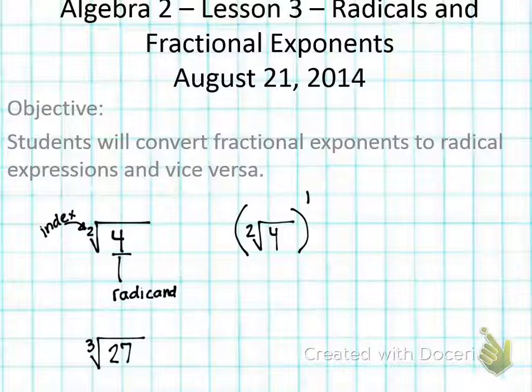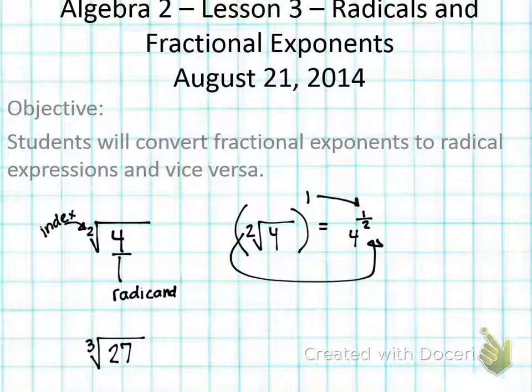So I could convert this to exponential form. I take the radicand, it becomes my base. And then I would take the number on the outside, which is the 1. That's going to be the numerator, and 2 is the index. So that's going to become my denominator. I'll just move this one here and move this one on top, okay? That's it. So that's all we're doing. We took square root of 4 and we converted it to 4 to the 1/2. That's all we're going to do, and we're going to do that backwards too. This is equivalent to this. This and this means the same thing.